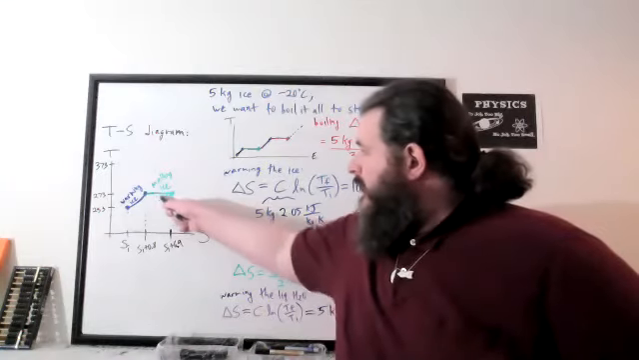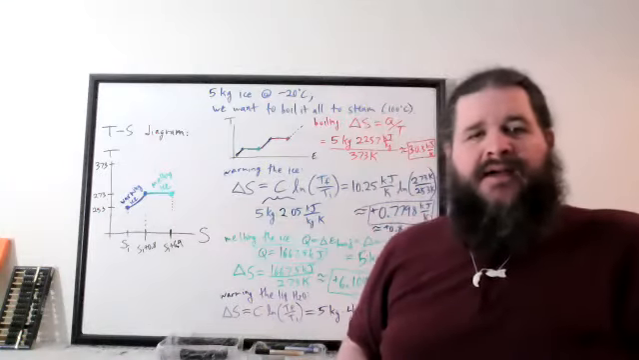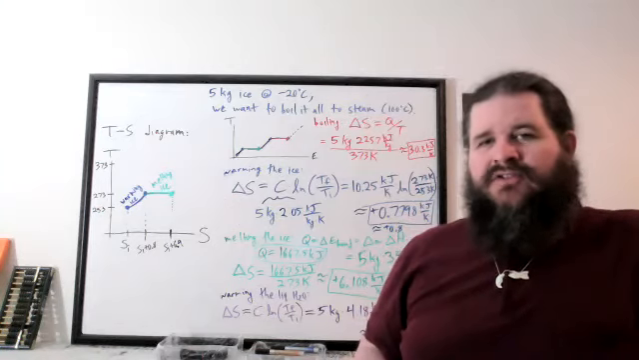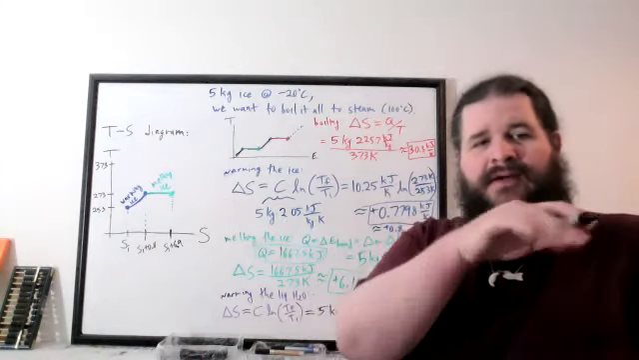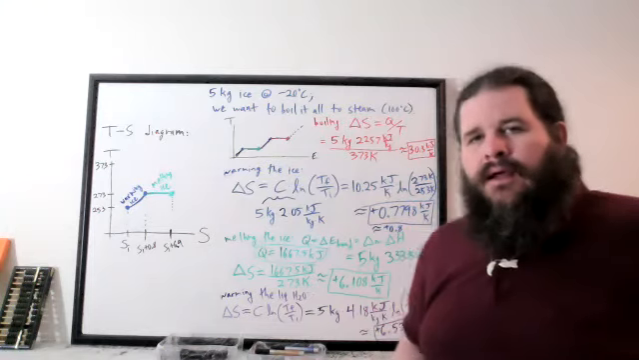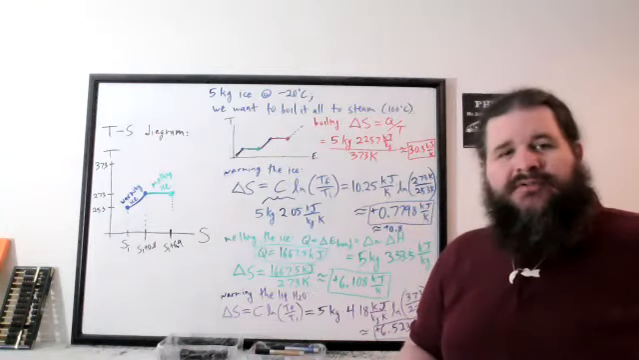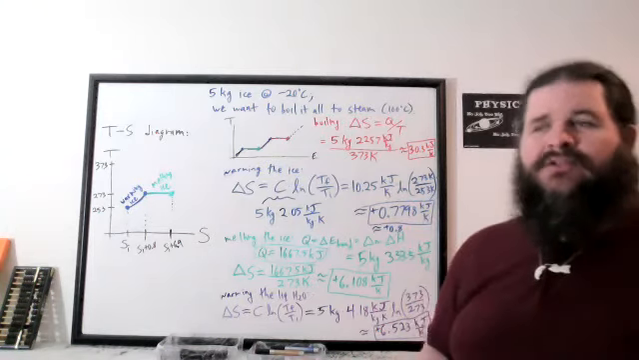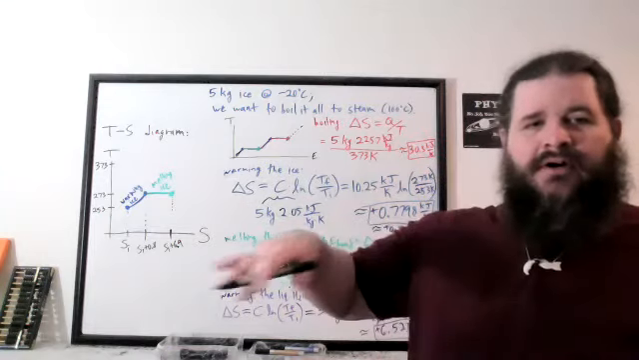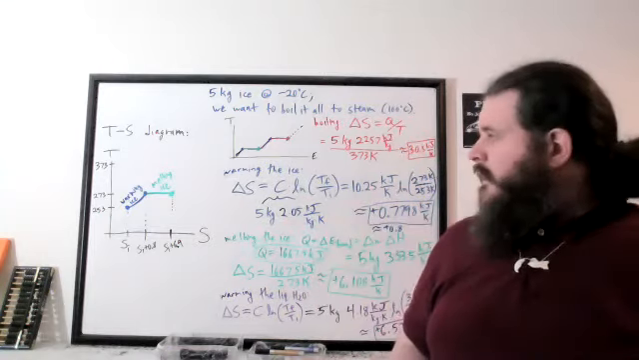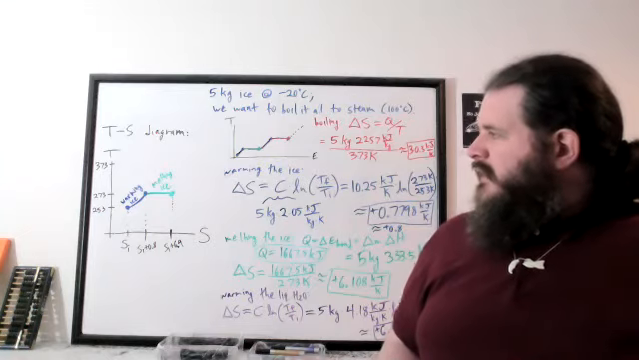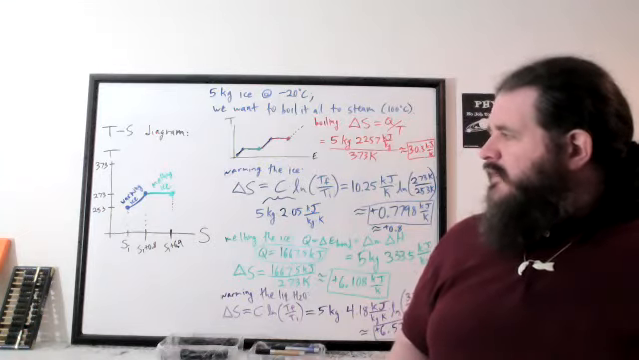So a horizontal line on a temperature entropy graph represents an isothermal process because there's no change in temperature, so you're not going up or down at all. And this is an interesting contrast because on a pressure volume graph, an isothermal process is going to be this weird curve, not a straight line. So this is a very, very different sort of process here.